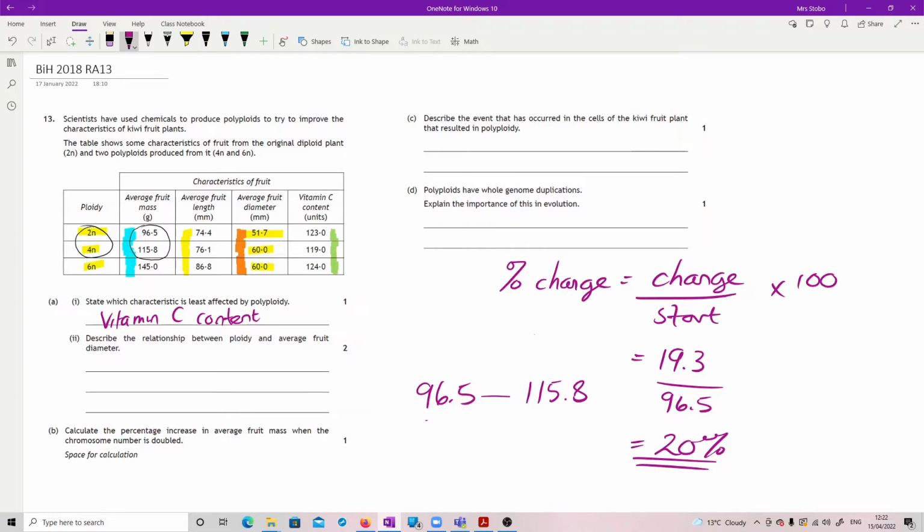Okay. So C is no longer in your course content at all. It's non-disjunction if you want to look it up. And D is not totally there, but the idea of gene duplications is still. Okay, so I think that's still worth looking at. Polyploids have whole genome duplications. Explain the importance of this in evolution. Gene duplications and genome duplications, same deal.